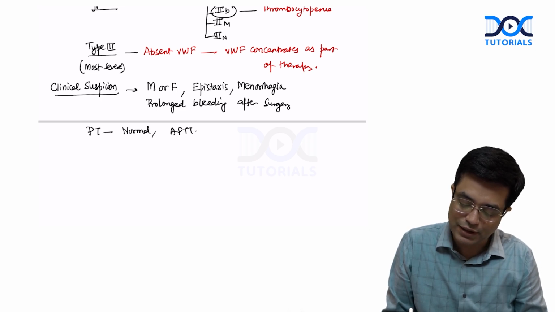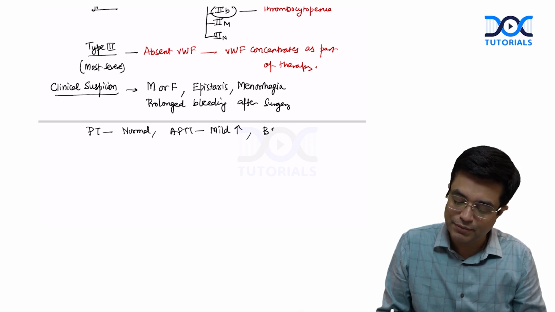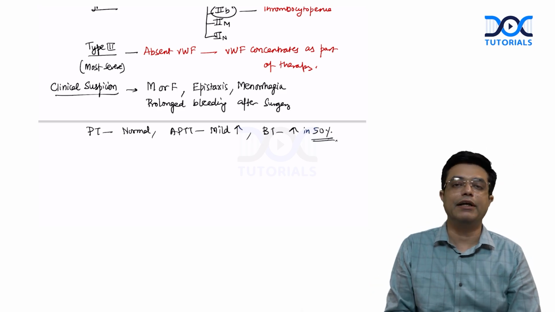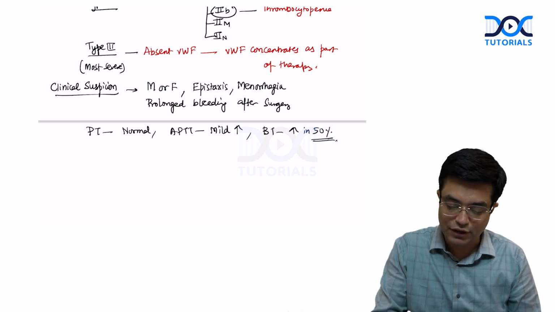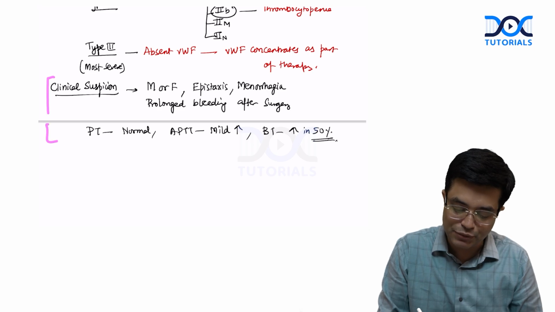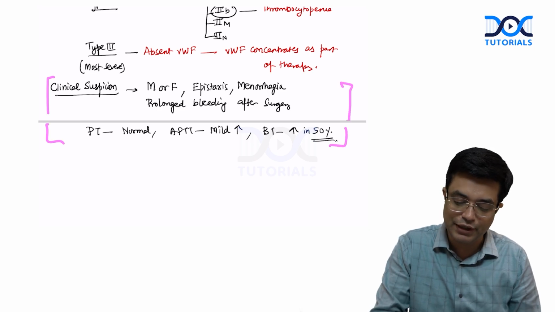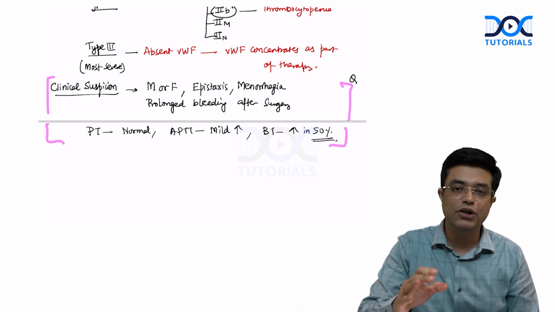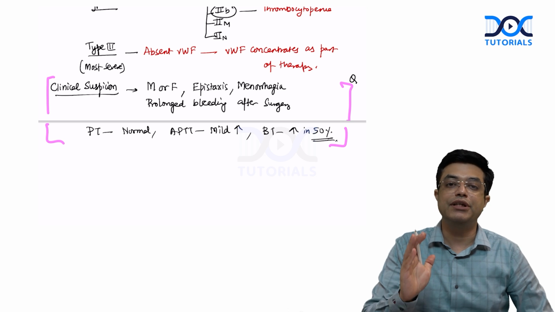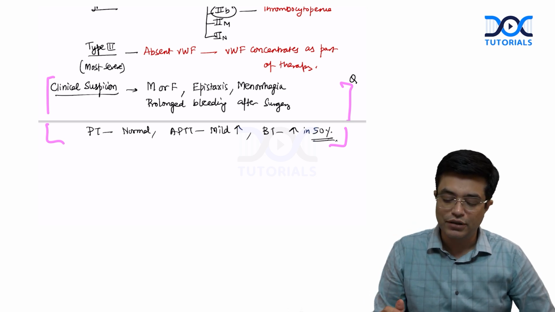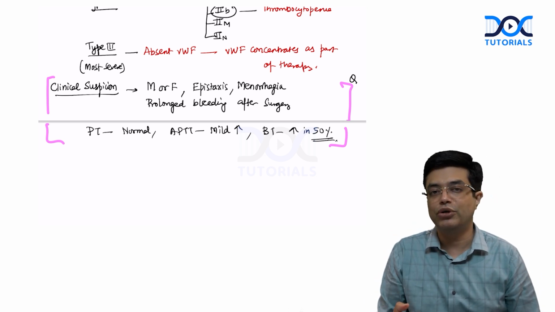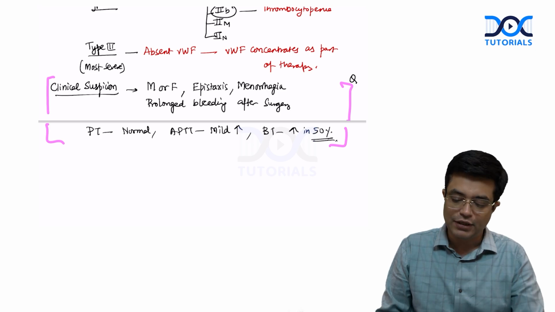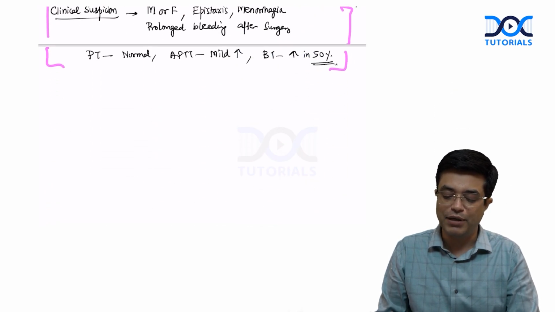In these patients, prothrombin time will be normal. Activated partial thromboplastin time will be mildly increased. And bleeding time will also be increased in 50% of the patients, but in the remaining 50% it will be normal. So these are the clues. In fact, there is already an MCQ asked on this particular information in the July 23 paper of the FMGE entrance exam. So a similar question has been put in the QBank also. So this is regarding von Willebrand disease.